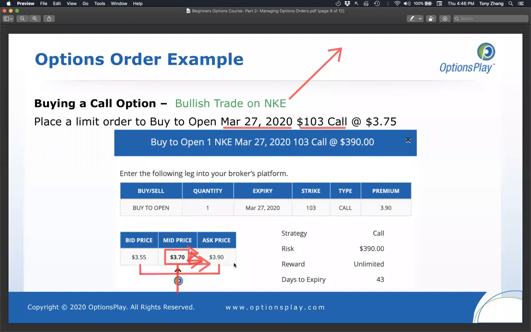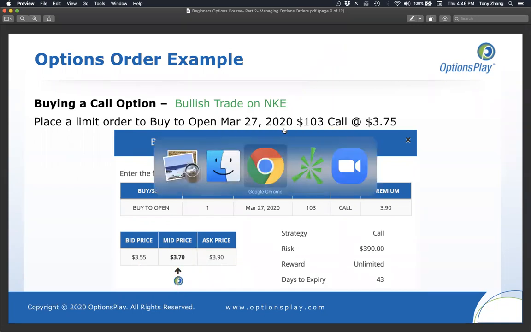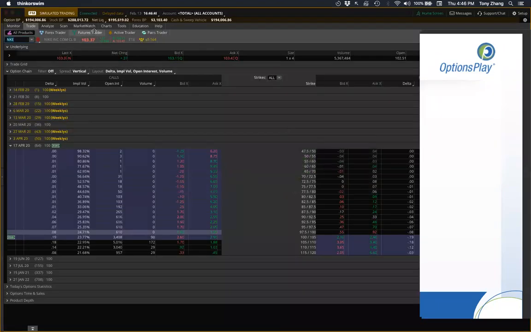I'm usually not interested in paying the asking price on an order like this. So that's just an example of looking at Nike. And what I'll do is bring up my Thinkorswim platform. This is the platform that I trade with. I have the simulated trading up here to show you guys how I would place an order. Does anyone have a symbol that you want to take a look at?